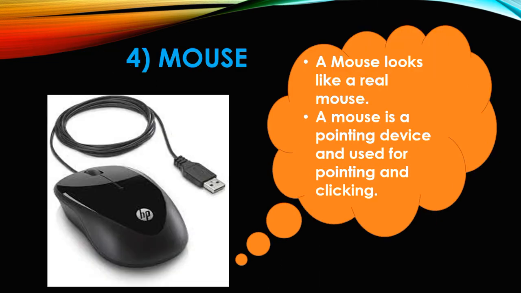And this is a mouse. A mouse has 2 or 3 buttons on it. It is used to point, move and select any item on the computer. Mouse also helps us to draw picture and play games.